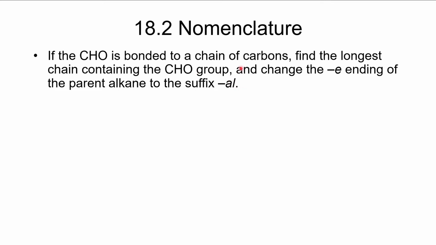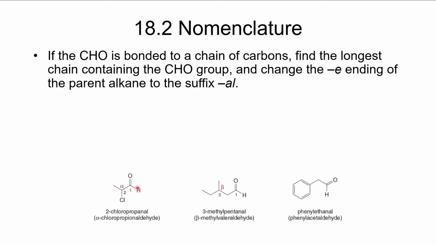If we want to name an aldehyde, just a normal aldehyde, using the IUPAC method, we're just going to change the ending of an alkane from -e to -al. So for example, pentane becomes pentanal, like this one. Propane becomes propanal. So that is the typical way of doing that.